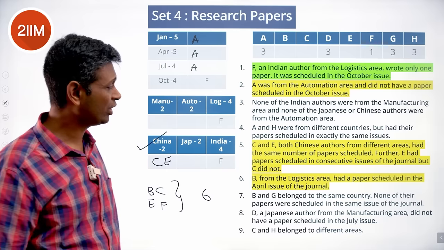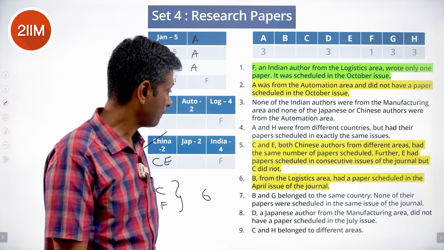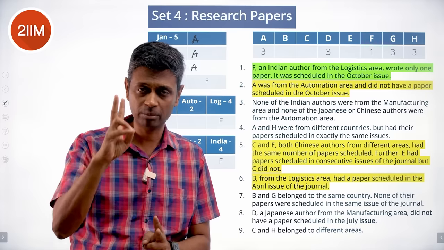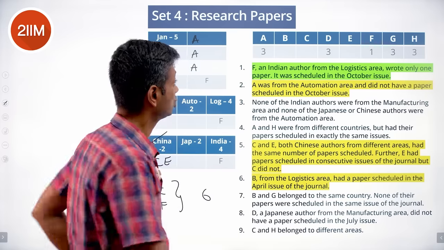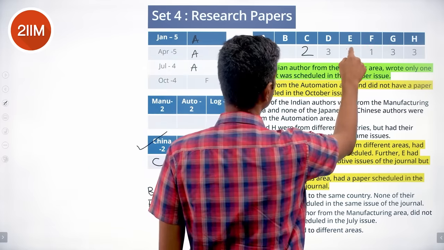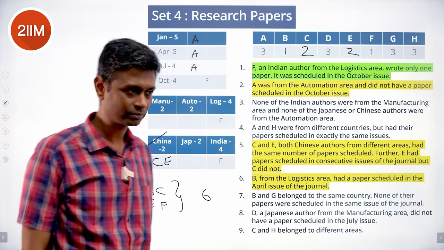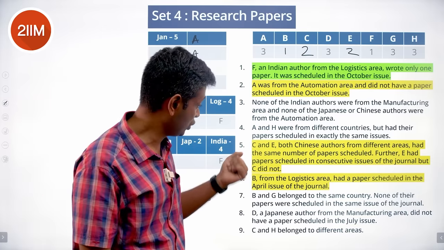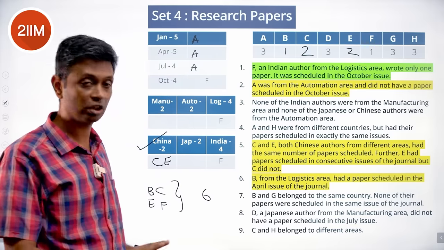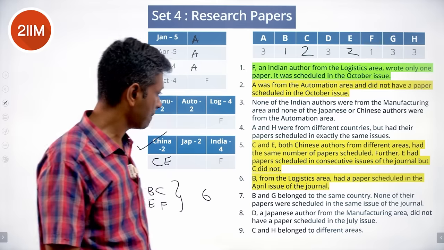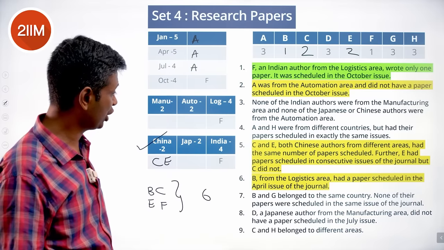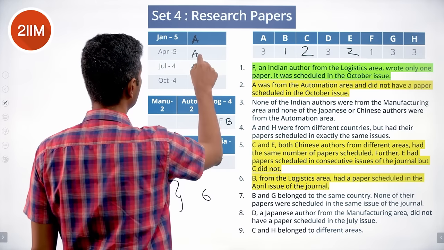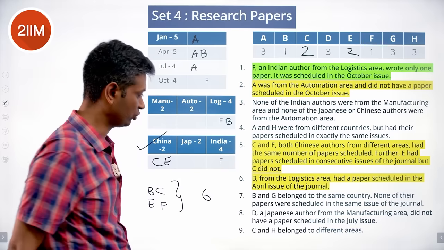E had papers scheduled in consecutive issues, but C did not. First inference, E should have had two articles published. C should also have two to publish. So at least two. So it should be 2-2, 1-1. And so C had two, E had two. E had them in consecutive issues, C had them not consecutive. C did not have them in consecutive issues. B from the logistics area had a paper scheduled in the April issue. B is in logistics and had something scheduled in April. Nice.